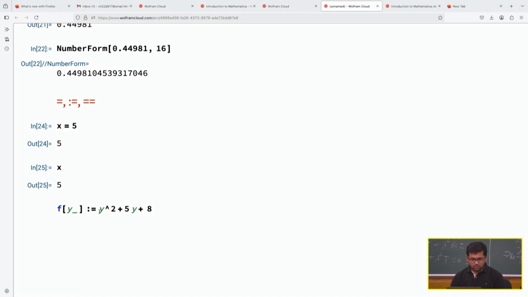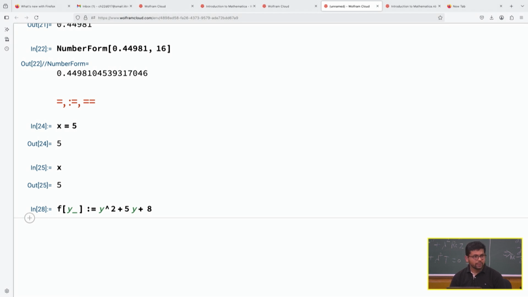So, this colon suppresses the output. Suppose I run this command with the colon, I will not get any output, because the colon suppresses it, whereas if we run without the colon, I will get y square plus 5y plus 8. So, this colon will suppress your output.